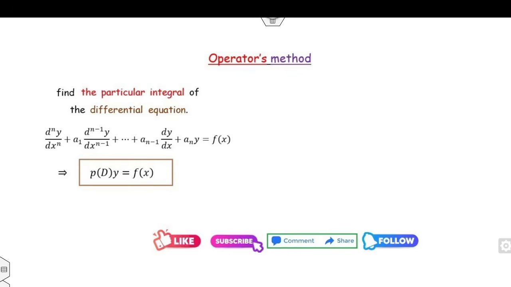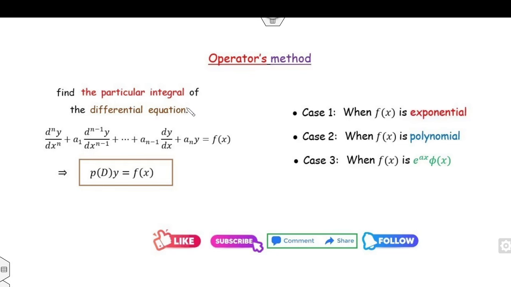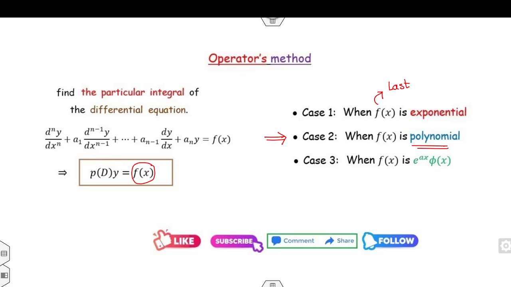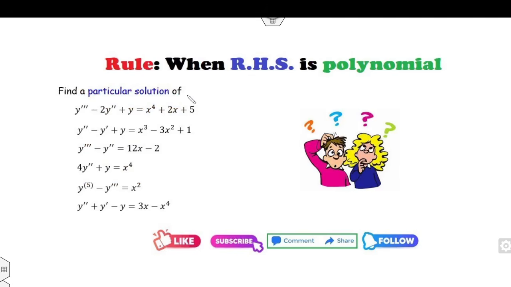Now in this lecture, we will see how you can find the particular integral when your function, that is the right hand side, is of the polynomial form. This lecture I have already uploaded as my last one, which you can see in this playlist, examples of the operator methods, exponential form. Now in this lecture we will see how you can find the particular solution by the operators method when your right hand side is a polynomial function.